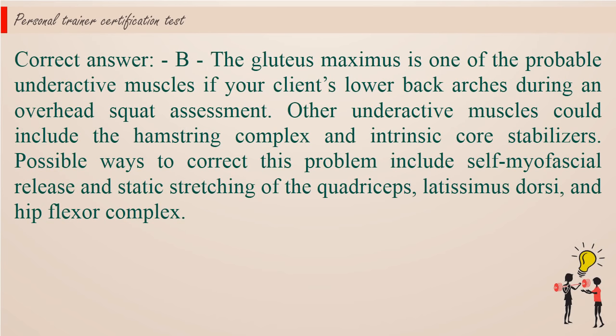Correct answer, B. The gluteus maximus is one of the probable underactive muscles if your client's lower back arches during an overhead squat assessment. Other underactive muscles could include the hamstring complex and intrinsic core stabilizers. Possible ways to correct this problem include self-myofascial release and static stretching of the quadriceps, latissimus dorsi, and hip flexor complex.